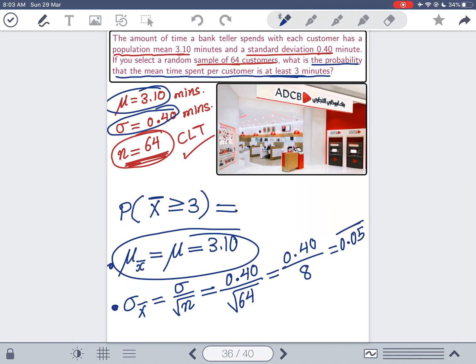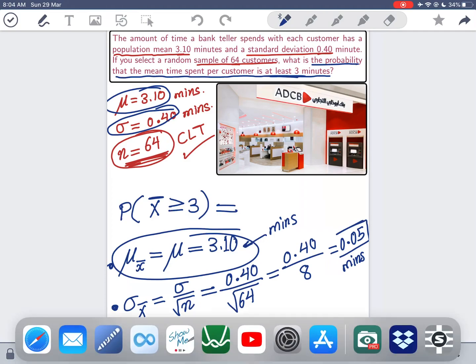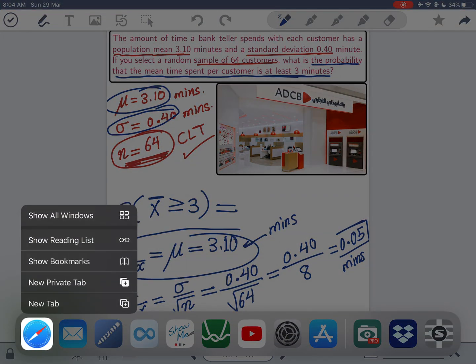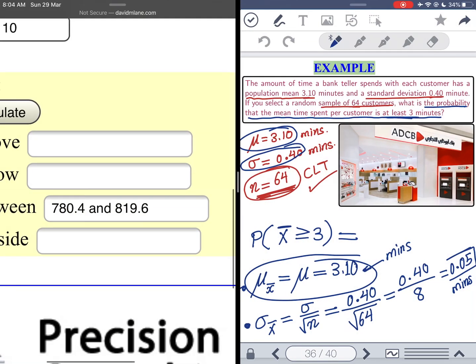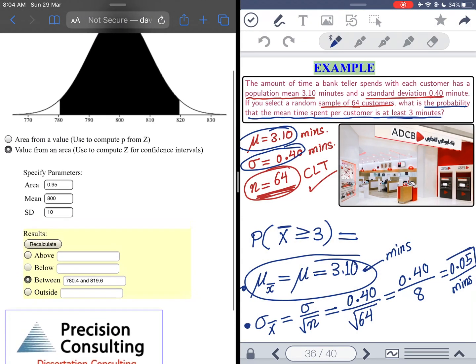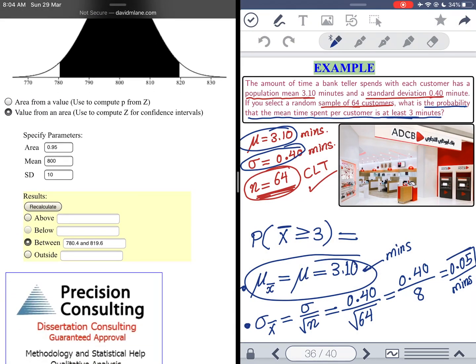You can check on your calculator. That is what? Minutes, of course. So 5 of 100 of a minute. And this is 3.1, of course, minutes. So now all you have to do is go to the online calculator. So let's see, yeah, here. And we need what? This is what we need. So actually, I need to do something here.